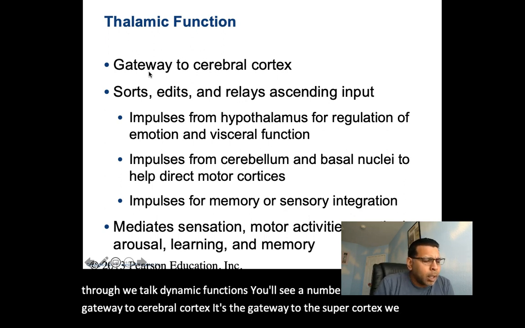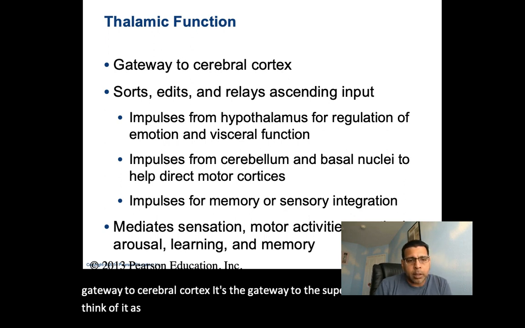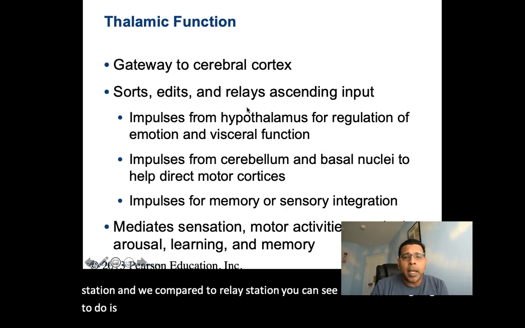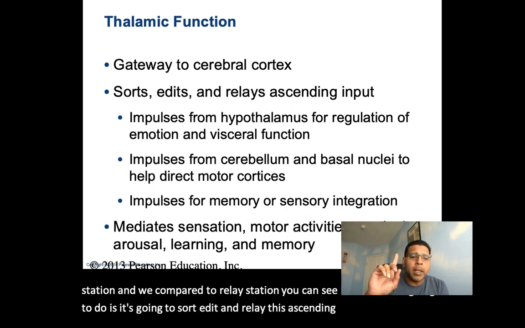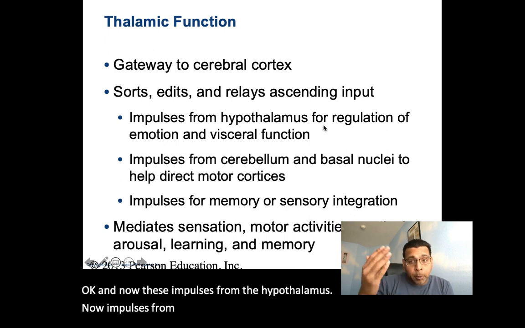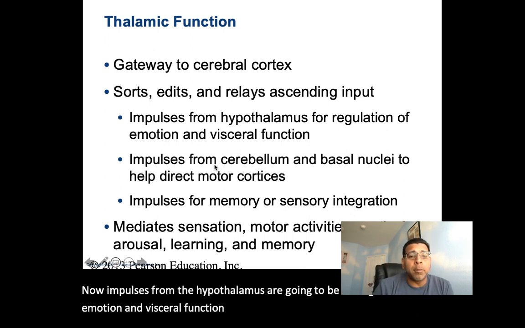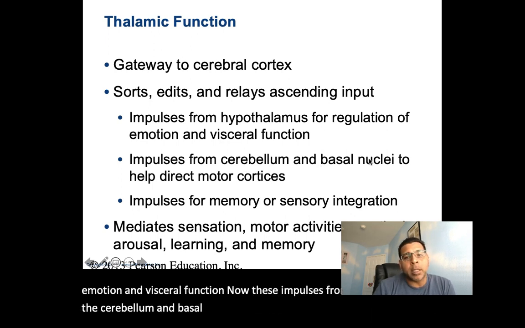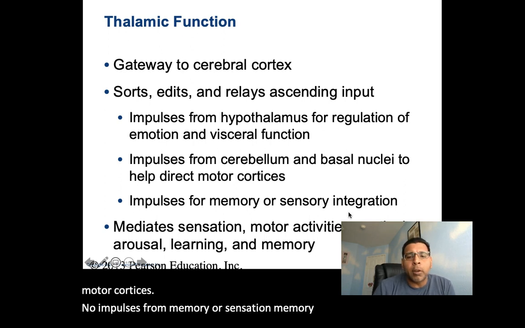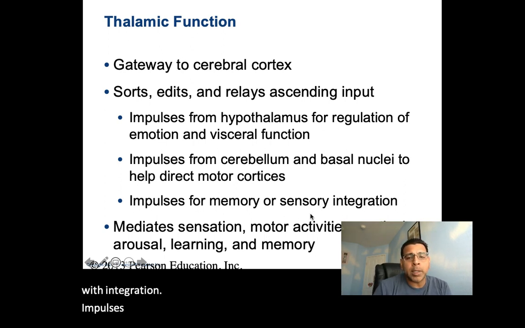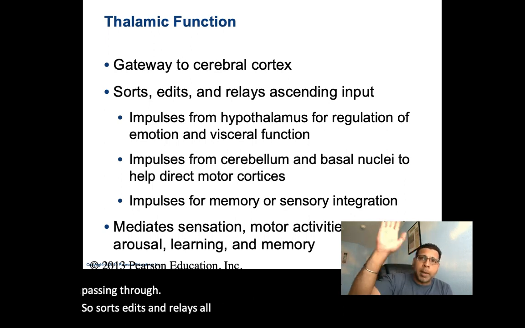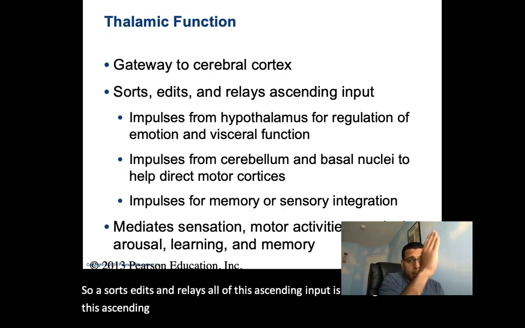We could think of it as basically a relay station. And when we compare it to a relay station, what it's going to do is sort, edit, and relay this ascending input. Impulses from the hypothalamus are going to be for regulation of emotion and visceral function. Impulses from the cerebellum and the basal nuclei are going to help direct motor cortices. Impulses for memory or sensory integration are basically passing through. So it sorts, edits, and relays all of this ascending input, making sure it makes its way to the exact right spots.